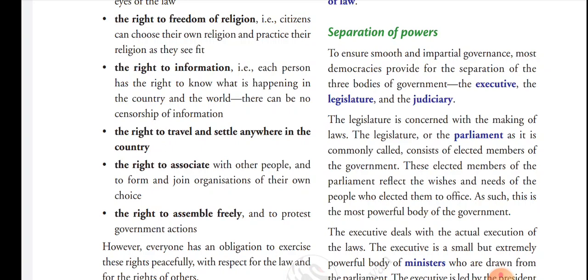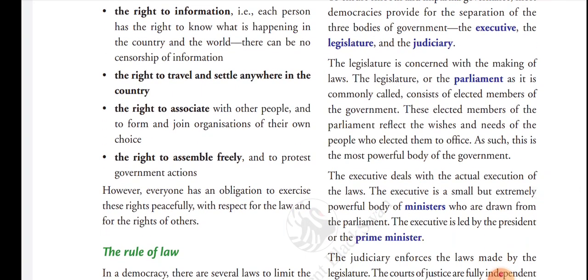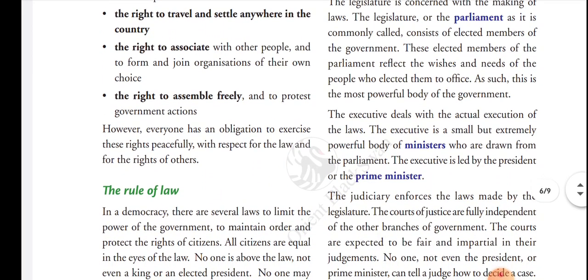The government is divided into three main bodies: the executive, the legislature and the judiciary. The legislature is concerned with the making of laws. The main function of the legislature is to make the laws for the country. The legislature is also known as parliament, and it consists of the elected members of the government. These elected members think about the people, and according to their wishes and needs they make the law. This is the most powerful body of the government.